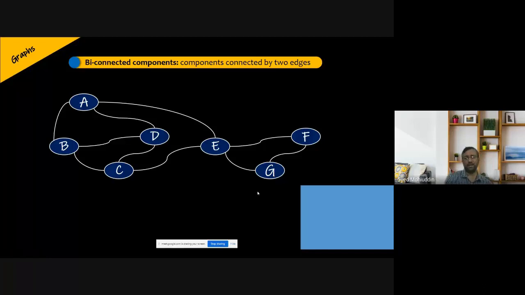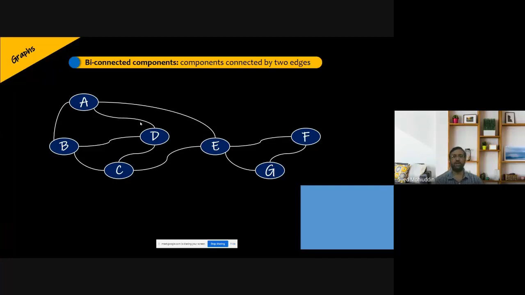Now why are biconnected components important? Because if we have connected components and there is only one edge between C and E, and that edge is removed or gets killed, then the vertices of the graph will be separated. There will not be any way to reach from a vertex of one component to a vertex of another component.